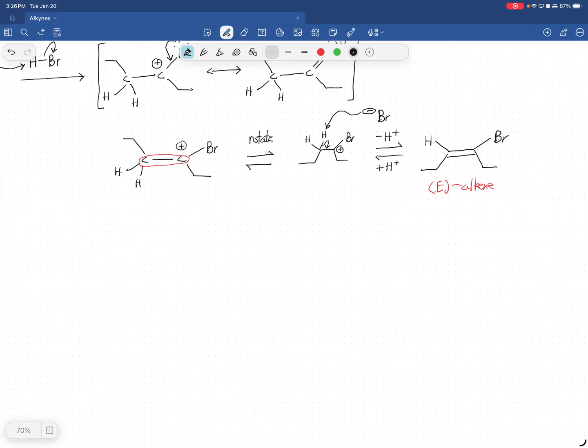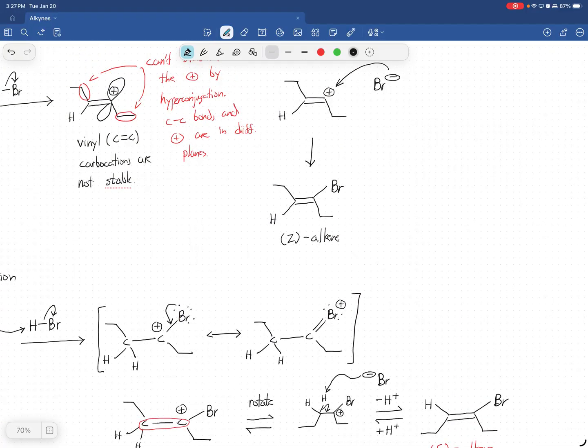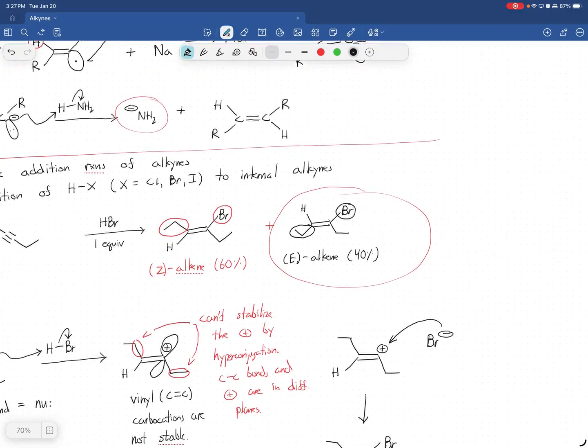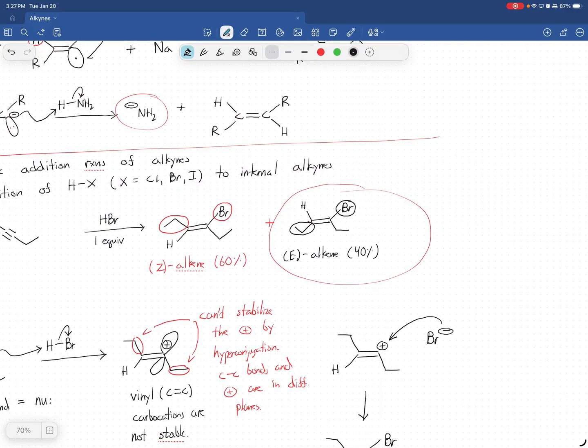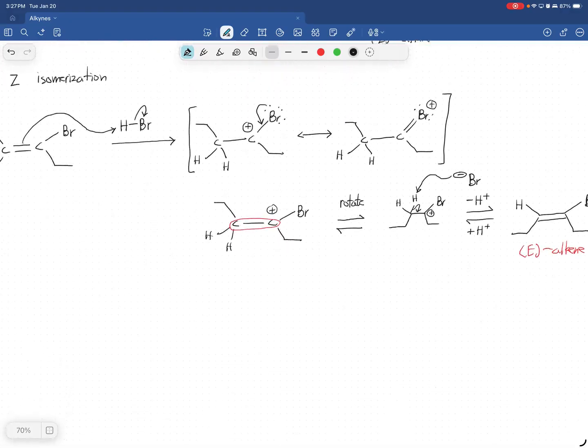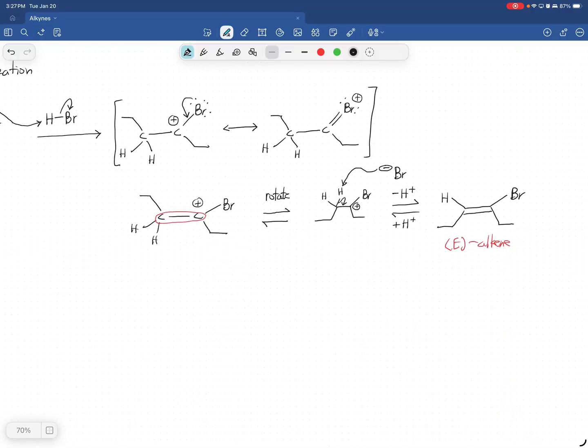This is merely to explain why we see two products. If anything, I usually don't even ask about this. I just ask how you get to the mechanism and the expected products. So you could get E and Z alkenes when you react an alkyne with HBr. Are there any questions about that?